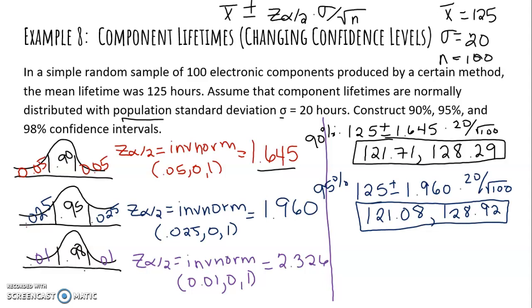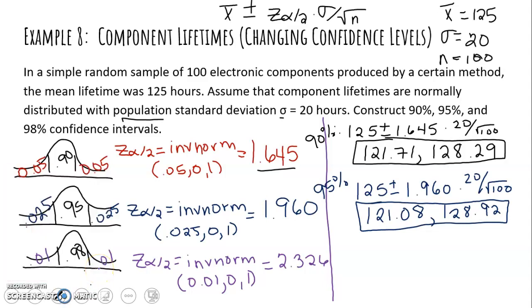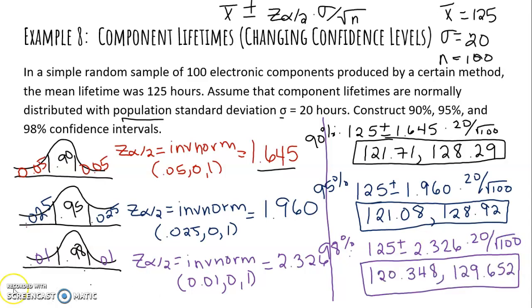And last, let's do our 98 confidence level, or 98%. So for 98%, that gives us 125 plus or minus 2.326 times 20 over the square root of 100. And we get 120.348 to 129.652.